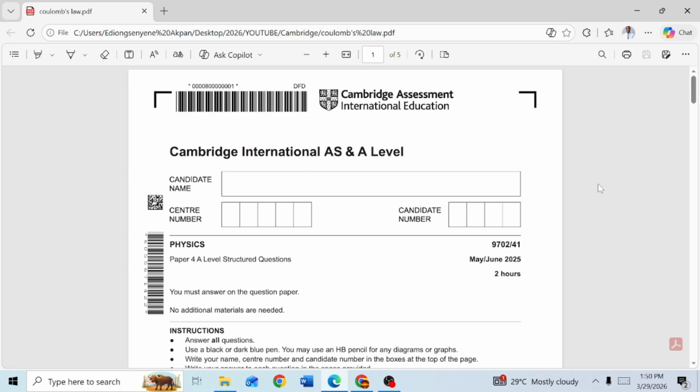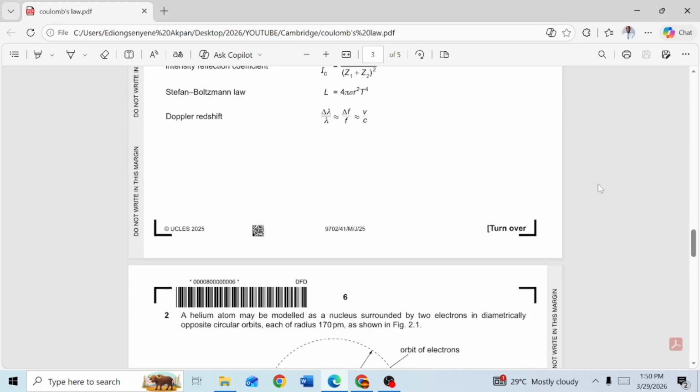In our revision today, we want to solve a Coulomb's law question. This is May/June 2025, paper 4, variant 1. We want to look at question number 2.